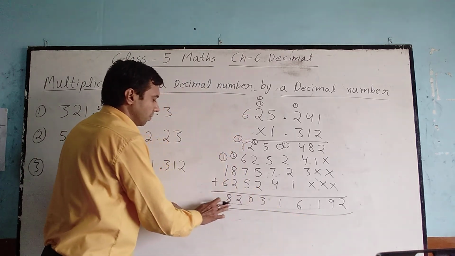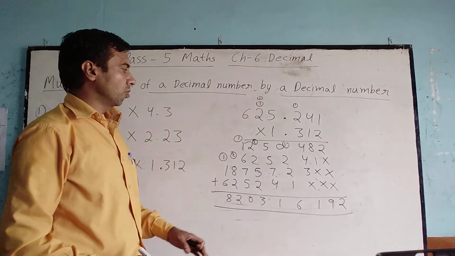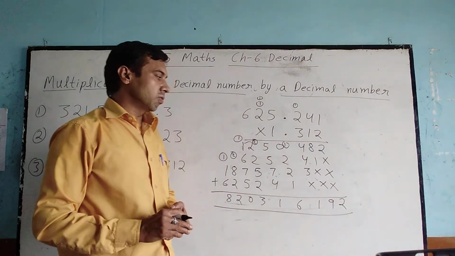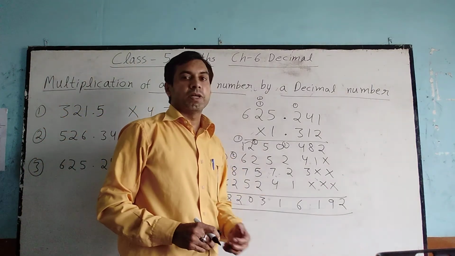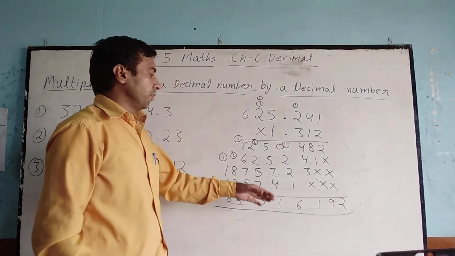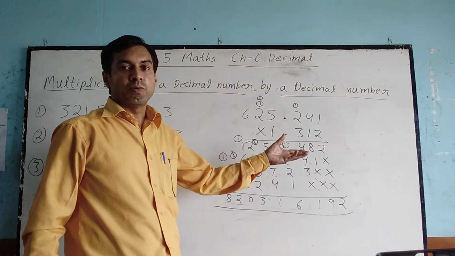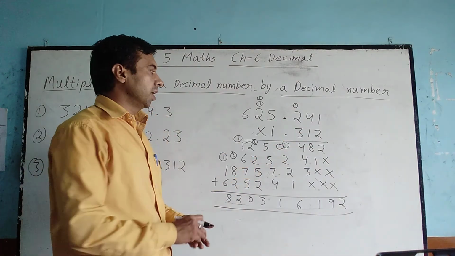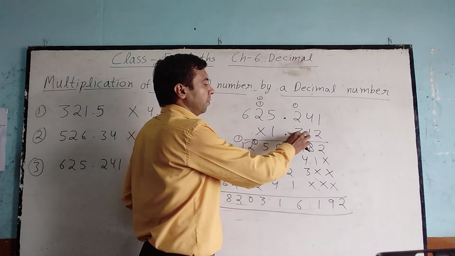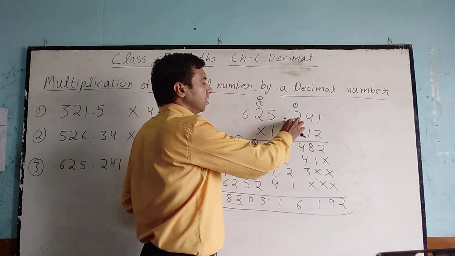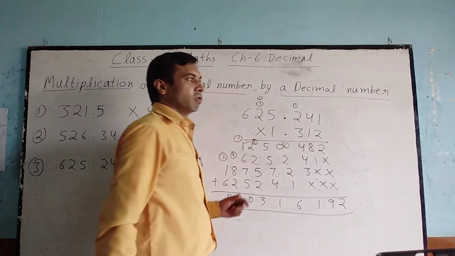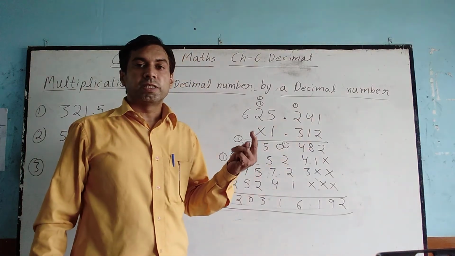So student, we have got this product. Now how to put the decimal, student? In a product, counting from the right side ones place, we put the decimal, leaving digits equal to the total number of decimal places both the decimal numbers have. Here this decimal number has 3 decimal places and this decimal number has 3 decimal places. Total how many decimal places? 6 decimal places.